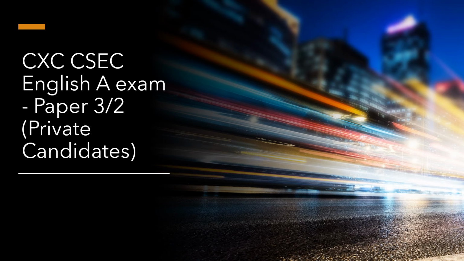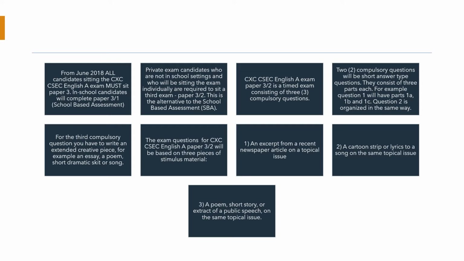Since June 2018, all candidates sitting the CXC CSEC English A exam must sit a paper 3. You must do a paper 3. Now, the students who go to school, candidates who are in a structured school setting, will do an SBA, a school-based assessment. But if you're entering from a private entry, then you'll be expected to write the paper 3, the equivalent to the school-based assessment under exam conditions.